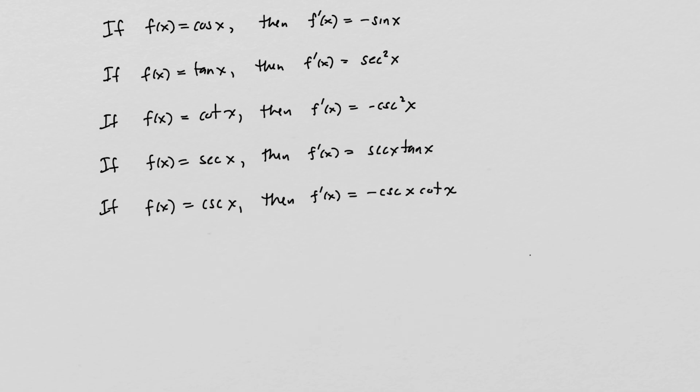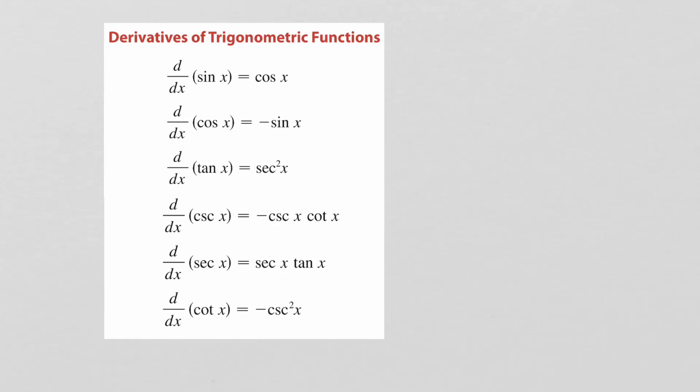And in a similar way, if our function is cosecant of x, its derivative can be shown to be negative cosecant of x times cotangent of x. So let's go ahead and summarize all these derivatives. So here are the derivatives of the 6 trigonometric functions.